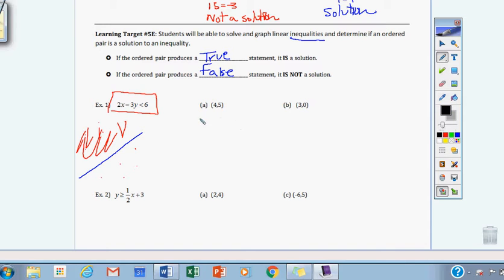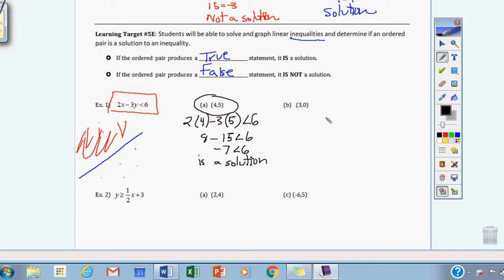Right in here. So basically, I'm going to do 2 times my x value, which is 4, minus 3 times my y value, which is 5, and I'm going to see if that's less than 6. So I have 8 minus 15 less than 6. Clearly, that's going to be negative 7 less than 6. This is a true statement. Negative 7 is smaller than 6, so I would say is a solution. This one is a solution. This ordered pair right here is a solution.